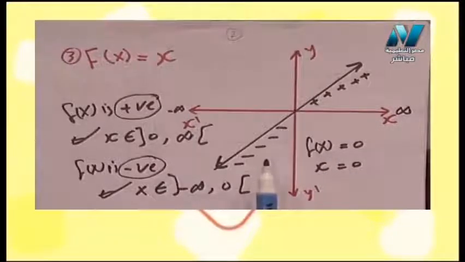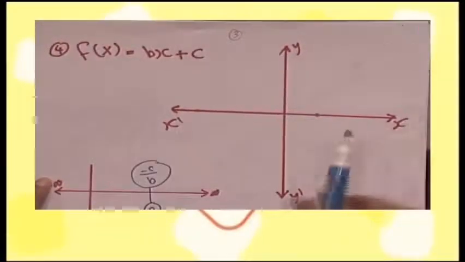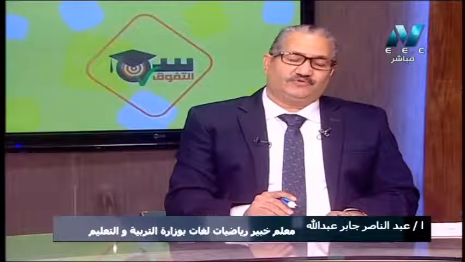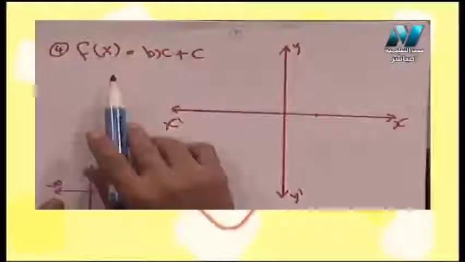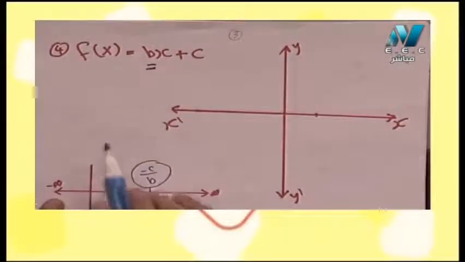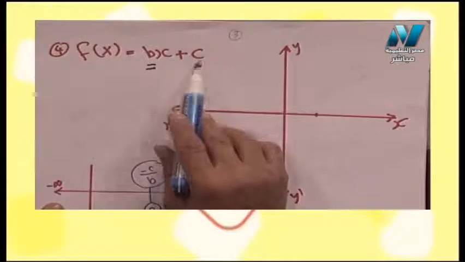Look here to see the general form of the first degree equation. First degree equation is called a linear equation because when we graph it, it will be a straight line. So we have here f of x equals bx plus c. b is the coefficient of x, and c is a term which is free of x, or the absolute term. f(x) equals bx plus c.